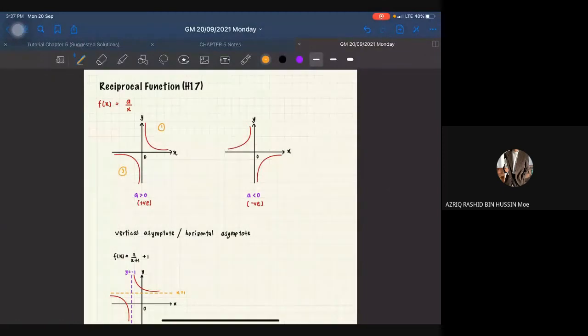Okay. And then dia depends pada A yang ada dekat atas ni. Kalau A, this one adalah positif, then graph awak dia akan jadi dekat kuadran 1 dengan kuadran 3. Okay. And then bila A awak adalah negatif, so dia akan jadi pada kuadran yang kedua dan juga kuadran yang keempat.